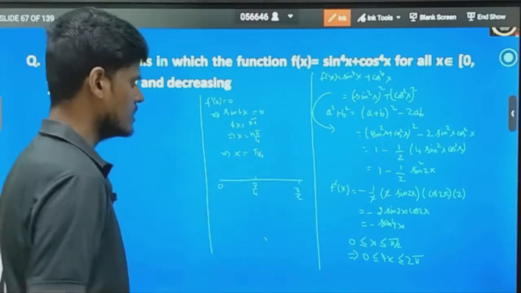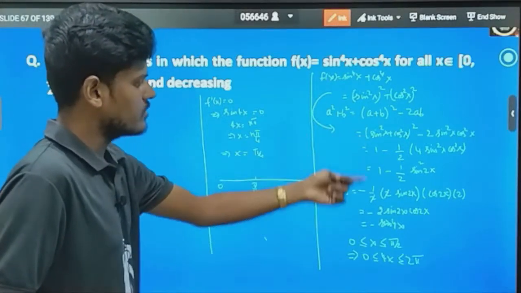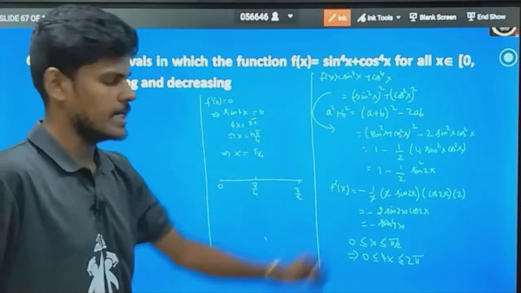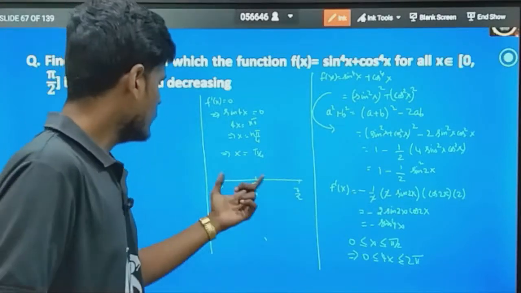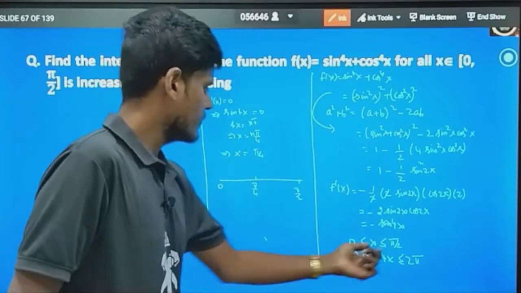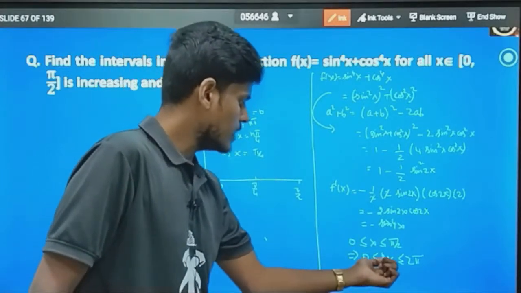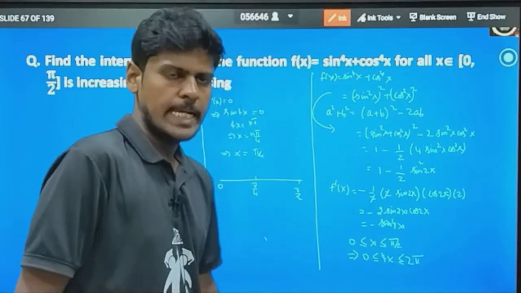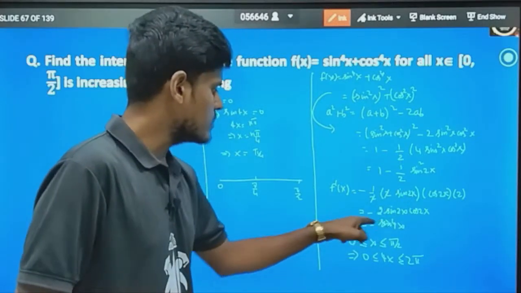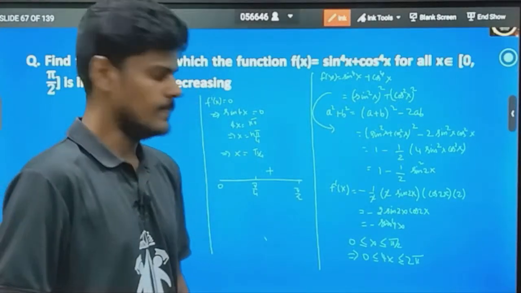We have two intervals: between pi by 4 to pi by 2. What is the sign of the value, minus of sin 4x? When x is pi by 4, 4x will be pi. Now between pi to 2 pi, the sin value is negative, that means the minus sign will make it positive.